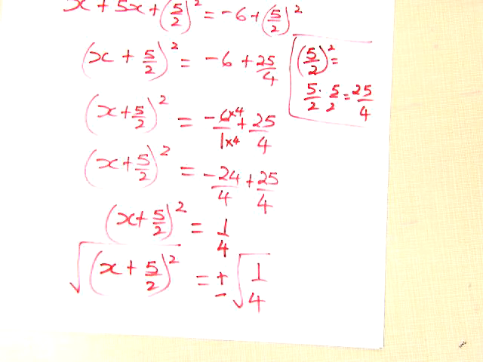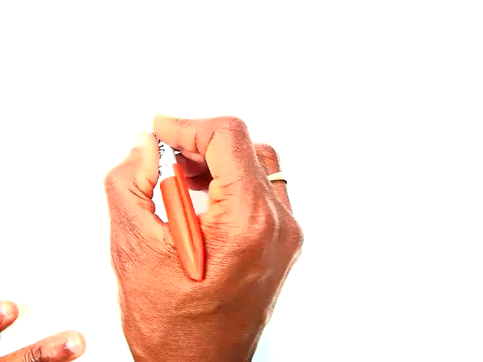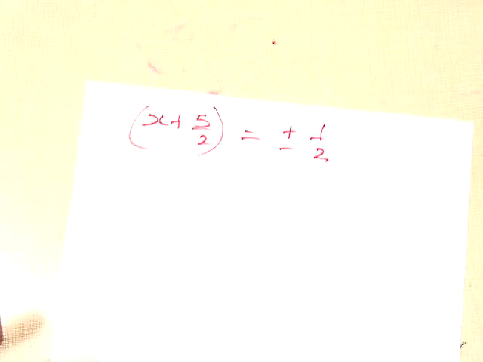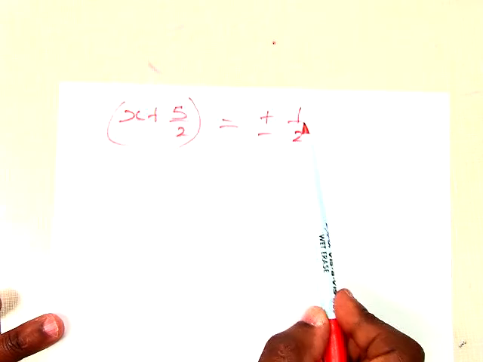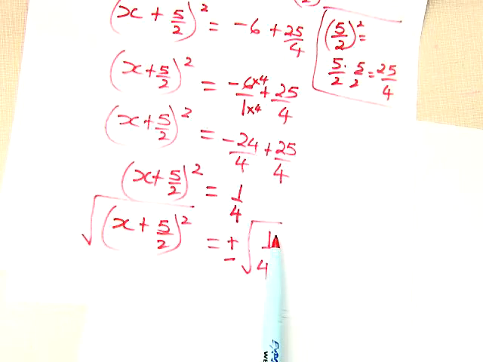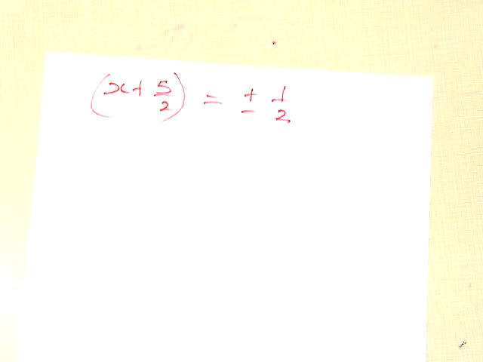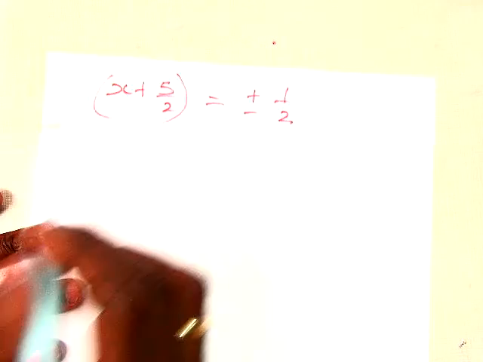The square root of 1/4 is 1/2. So let's just write that as x plus 5 over 2 is equal to plus or minus 1/2. Okay, why did we get 1/2? Because the square root of 1 is 1, square root of 4 is 2. So it's 1 over 2. 1/2 times 1/2 does give me 1/4.